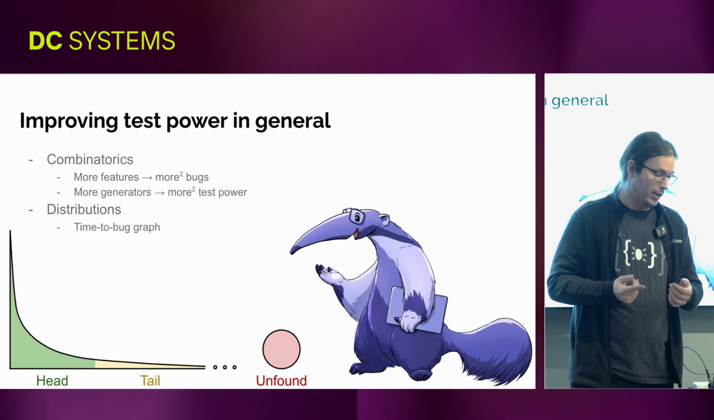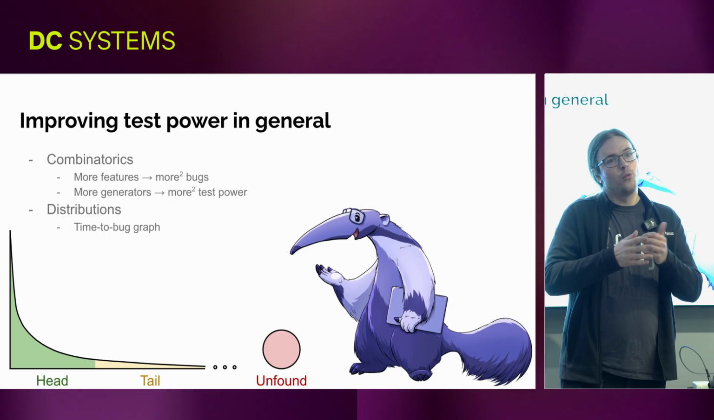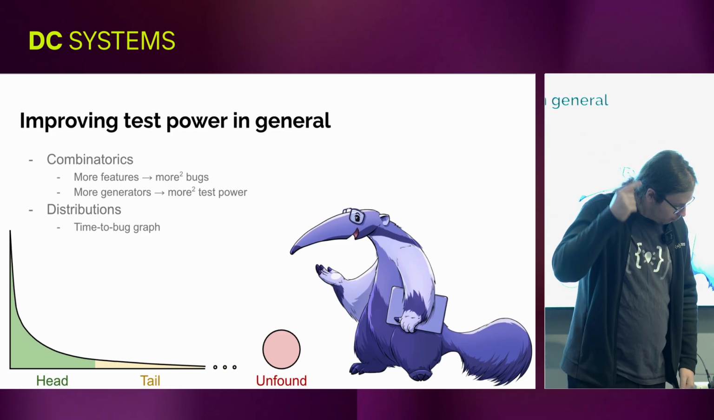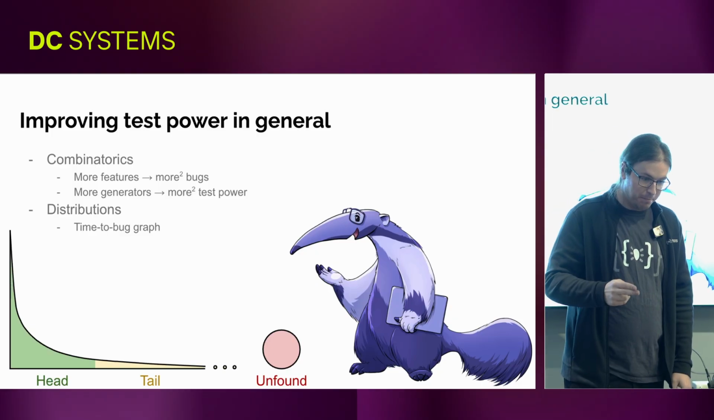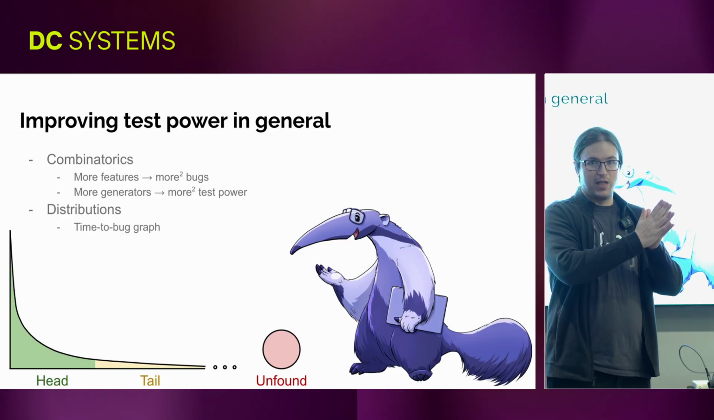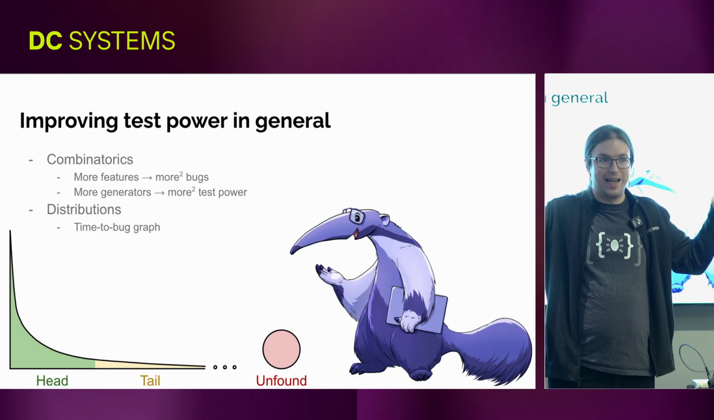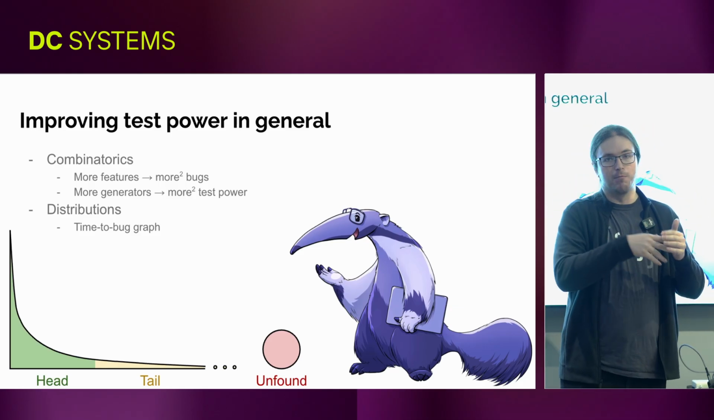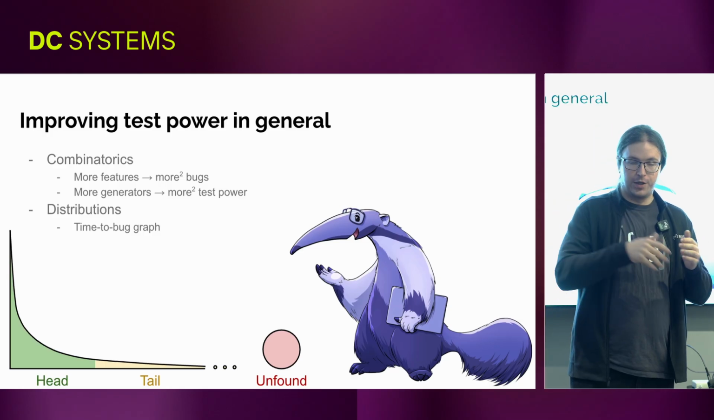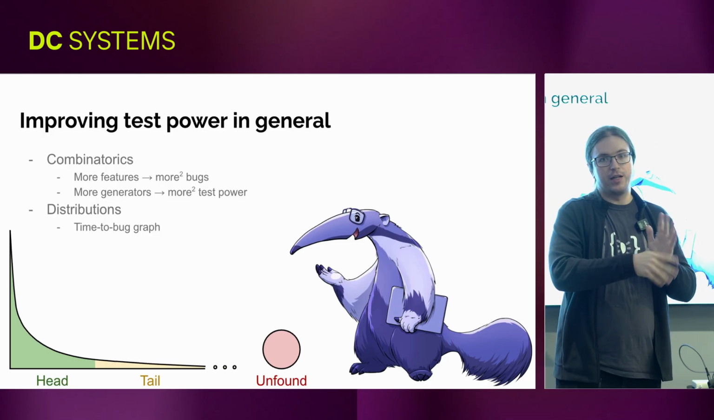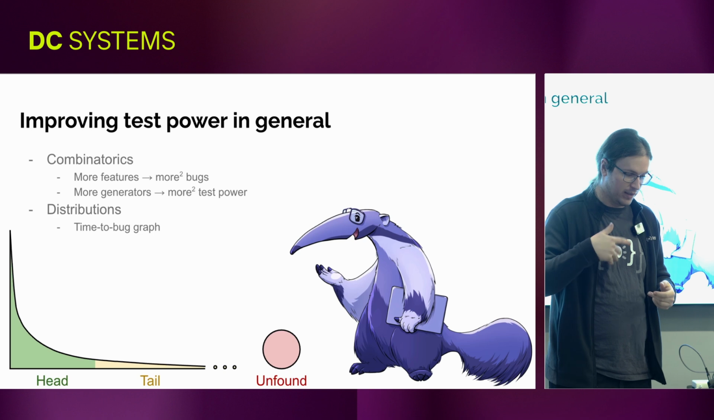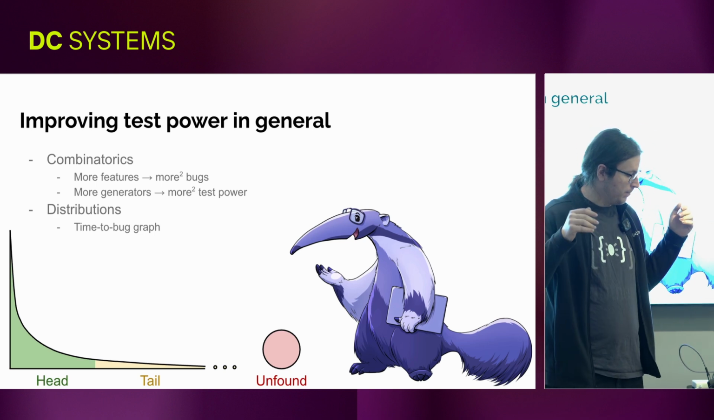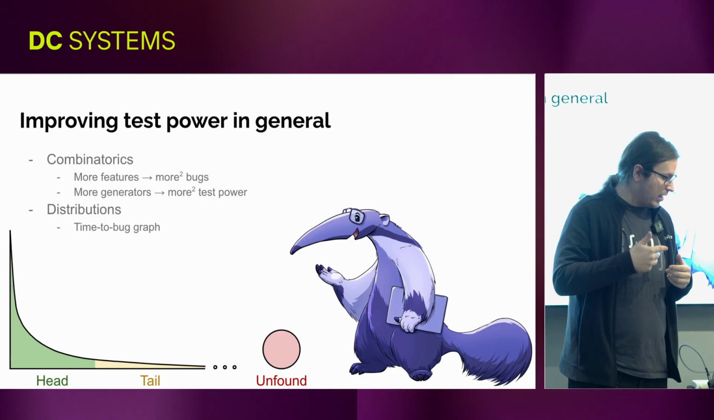The other mode of using this and of thinking about this and improving this is how do we improve test power in general? So we have this combinatoric thing, and I'm really coming back to this. More features means more squared bugs, because every one of these things is going to interact with potentially every other thing in your system. But more generators means more squared test power, because if you add another generator, that generator is already being used by your existing tests. So you're just adding power to all of your tests. And we also think a lot about distributions.